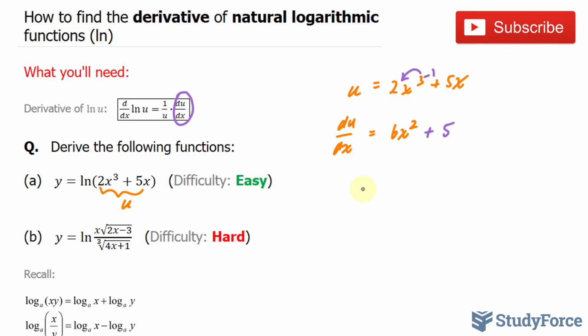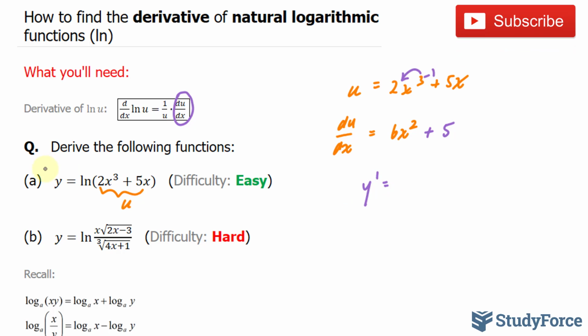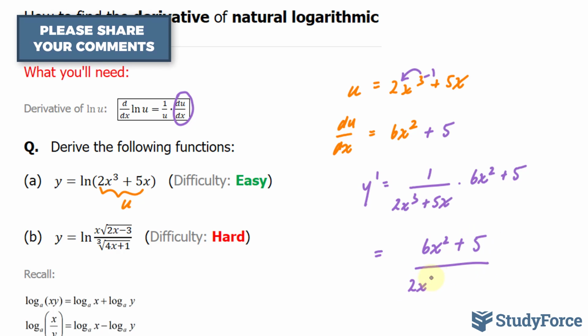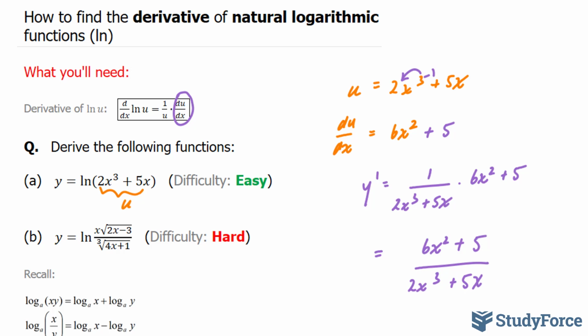Now, we'll write down y prime, which represents the derivative of y, is equal to 1 over my u, 2x^3 + 5x, that's my original u, times the derivative, 6x^2 + 5. Combining these two factors, we end up with (6x^2 + 5) over (2x^3 + 5x). That's the answer to A. Let's move on to the harder one.